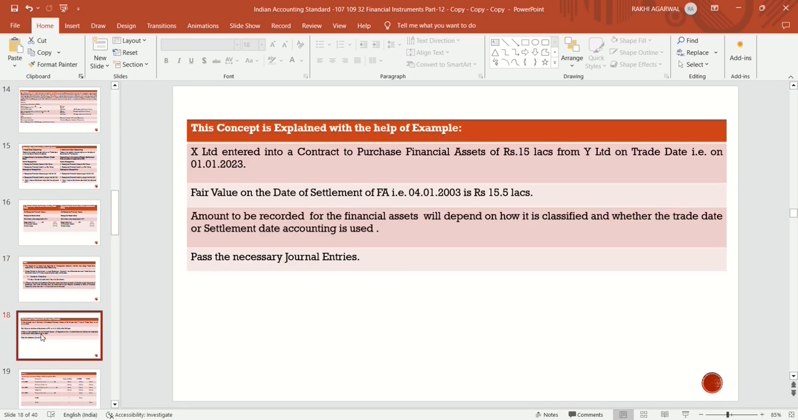This concept is explained with the help of an example. Suppose X Limited enters into a contract to purchase a financial asset of rupees 15 lakhs from Y Limited on the trade date, that is on 1st January 2023.